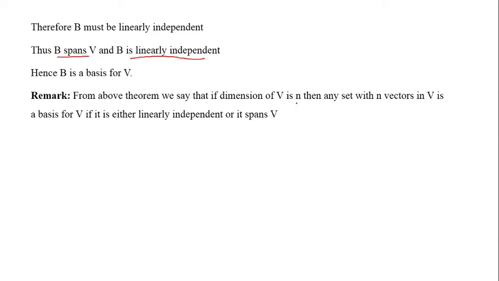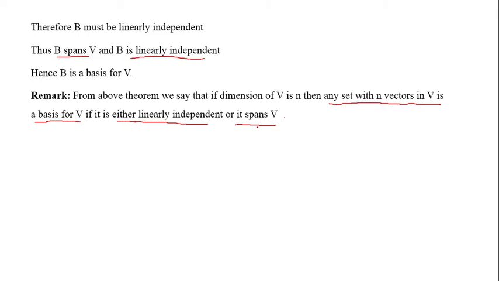We say that if the dimension of V is n, then this is important, any set with n vectors is a basis for V if it is either linearly independent or it spans V. So if you are given a set and asked to verify whether the given set is a basis for a given vector space, then identify the dimension of the given vector space, count the total number of vectors in the given set, and if these two are the same, then you should check whether the given set is linearly independent or the given set spans V. If either one of these two conditions holds, then you conclude that the given set is a basis for vector space V.